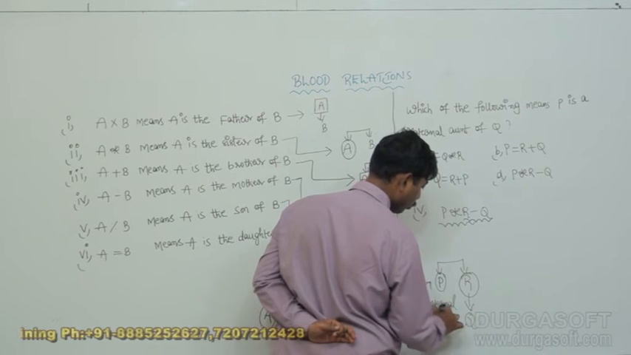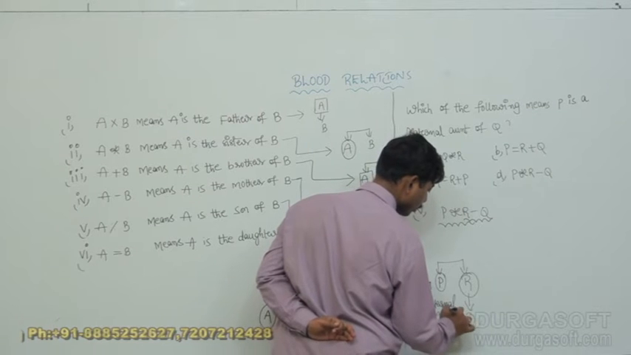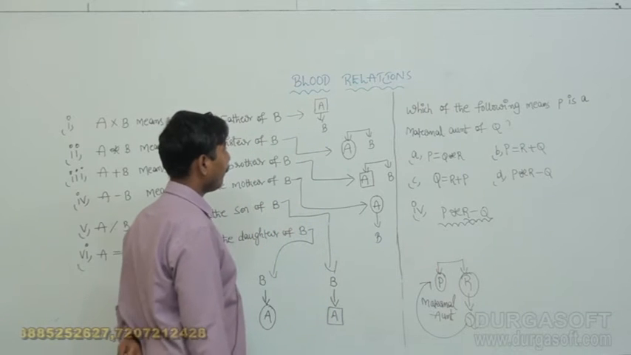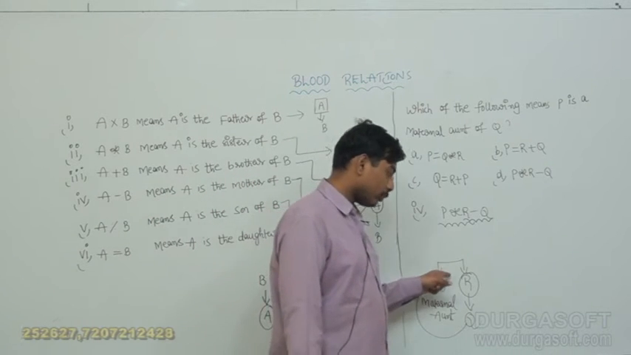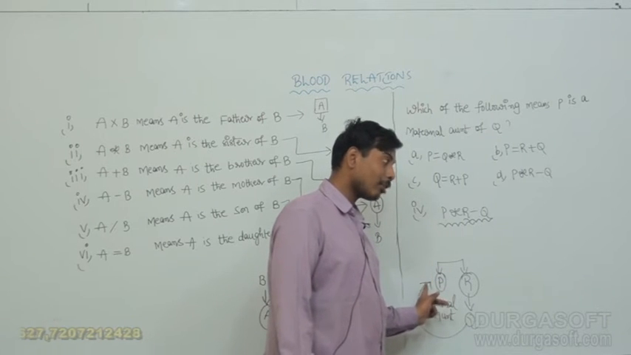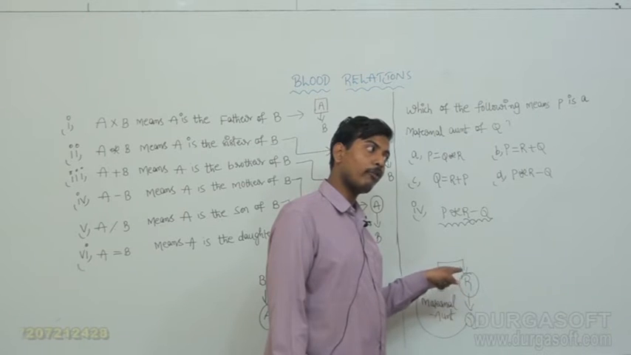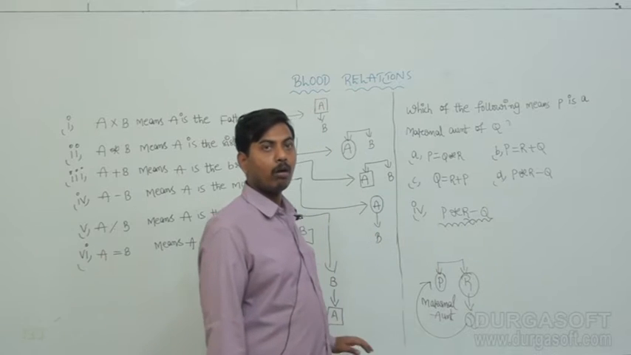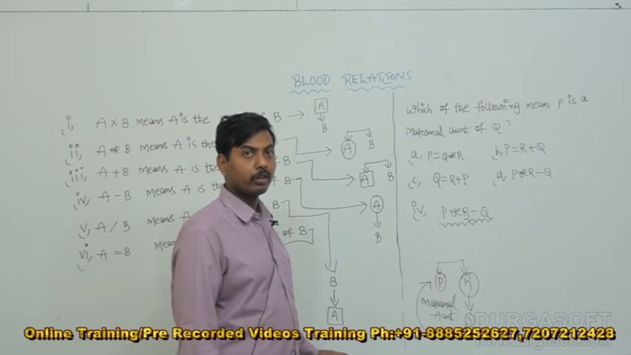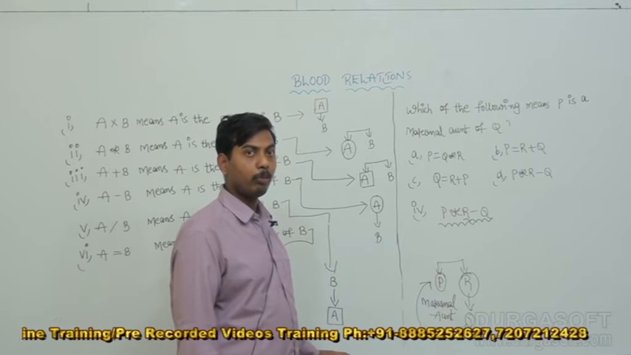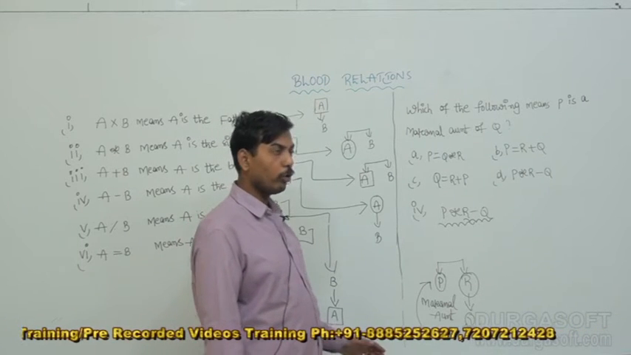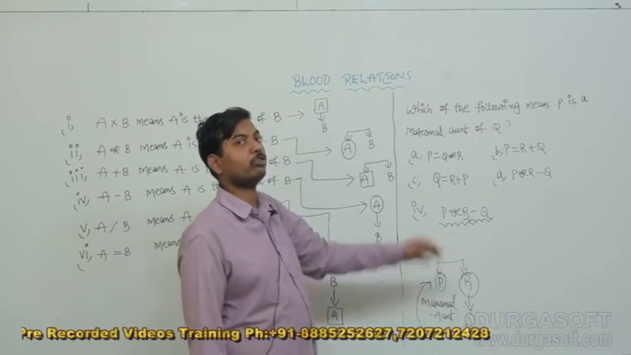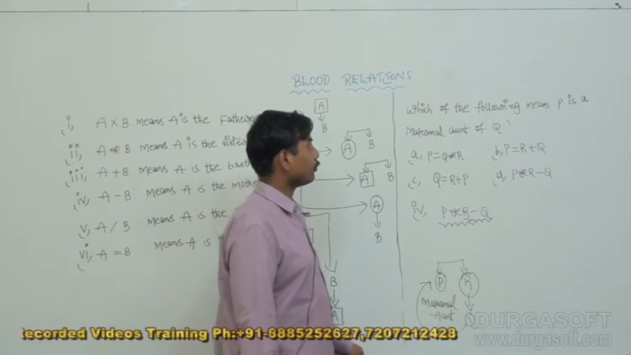Maternal aunt. Already we know maternal aunt means the relation we get through the mother; that relation is obviously a maternal relation. R is the mother of Q, P is the sister of R, which means P and R are sisters, so definitely P should be the maternal aunt of Q. The last option really satisfied our condition. That is the reason the last option is the right option. No doubt about it.